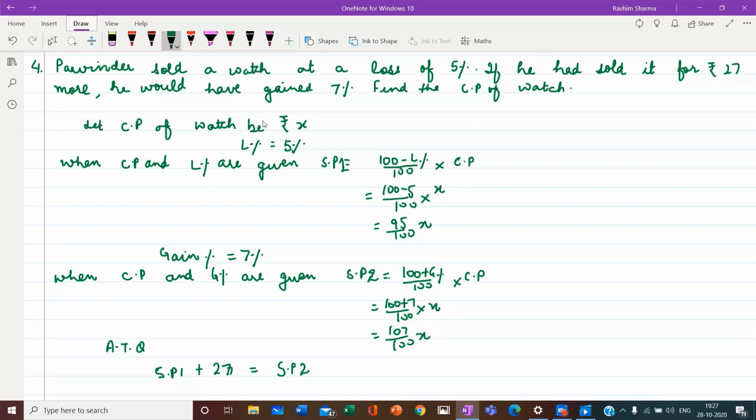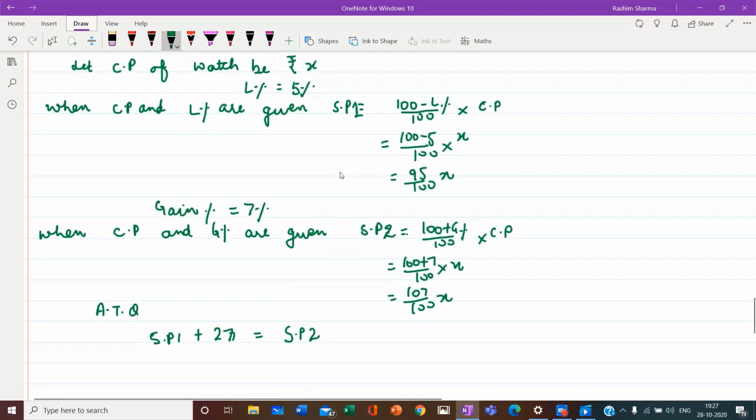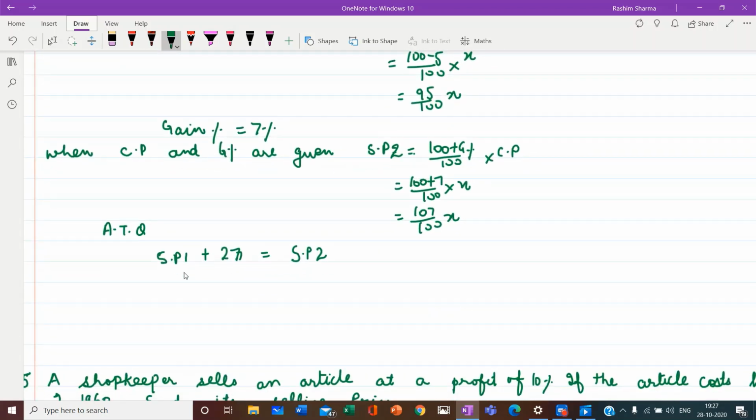Okay. Now according to the question, with loss, that SP we had, if 27 is added in that, we will have SP with gain 7%. So according to the question, we get SP1 plus 27 is equal to SP2. It means in previous SP, if 27 is added, we are able to get new SP. Okay. So we get here 95 on 100 x plus 27 is equal to 107 on 100 x.